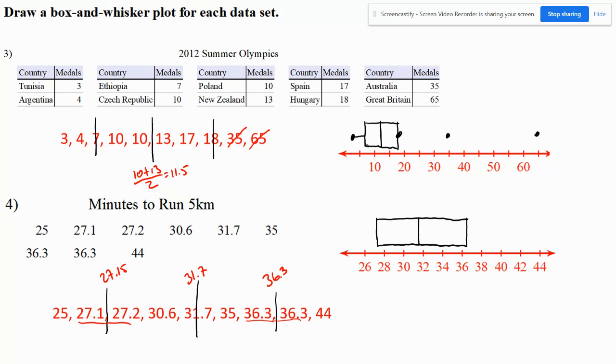I notice that there's not much difference between each of my numbers. So I don't have an outlier like I did in number 3. So in this case, I'm going to make my whiskers as far left as 25 and as far right as 44. And that's what we call a box and whisker plot.